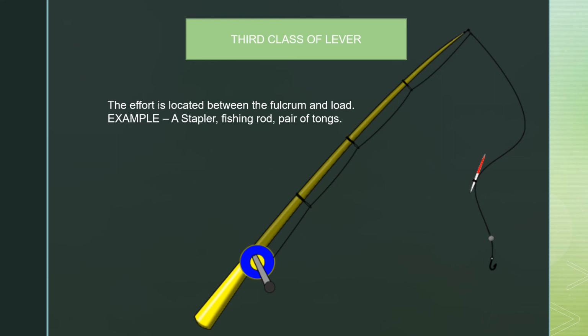Examples of third class of levers are a fishing pole, a pair of tweezers, an arm lifting a weight, a pair of calipers, a person using a broom, a hockey stick, tennis racket, spade, pair of tongs, etc.